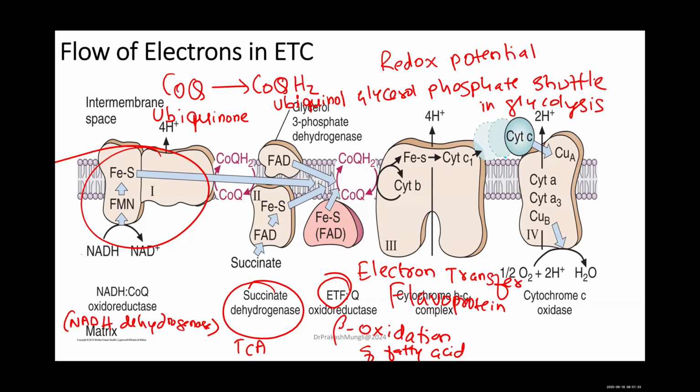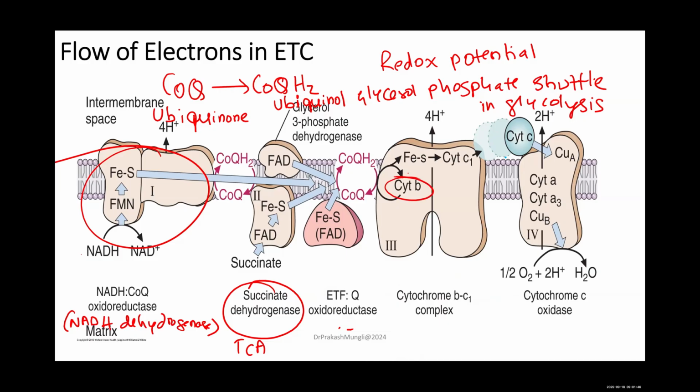Coming to complex 3. Look at the content in complex 3. There is cytochrome B inside. There is an iron sulfur cluster and cytochrome C1. See, there is cytochrome B and cytochrome C1 in complex 3. That's why complex 3 is written as cytochrome BC1 complex. Complex 3 is referred to as cytochrome BC1 complex. And then we have cytochrome C as a mobile complex. It is just cytochrome C, mobile complex.